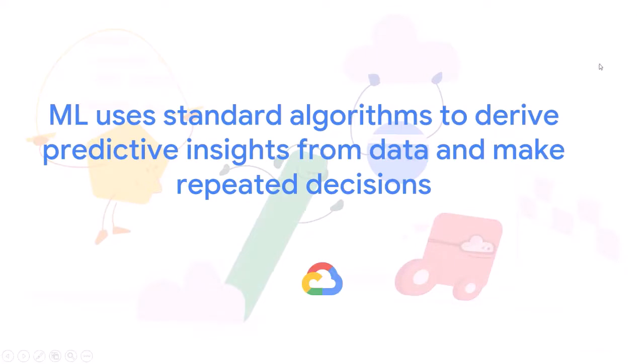ML uses standard algorithms to derive predictive insights from data and make repetitive decisions. By this, I mean that ML uses standard algorithms to solve seemingly different problems. Normally, when we think of computers, we think of programs that do different things. For example, the software that we use to file our taxes is very different from that we use to get directions to home. Machine learning is different.